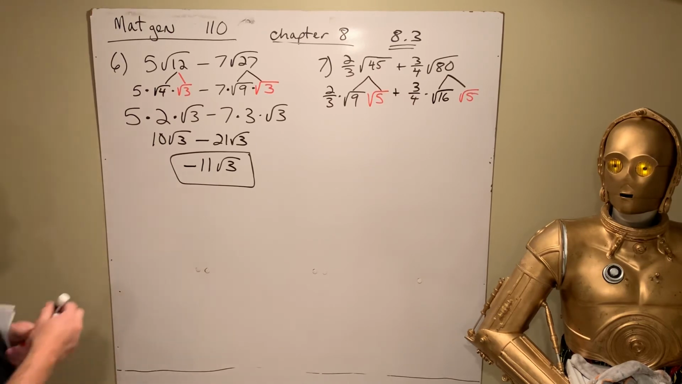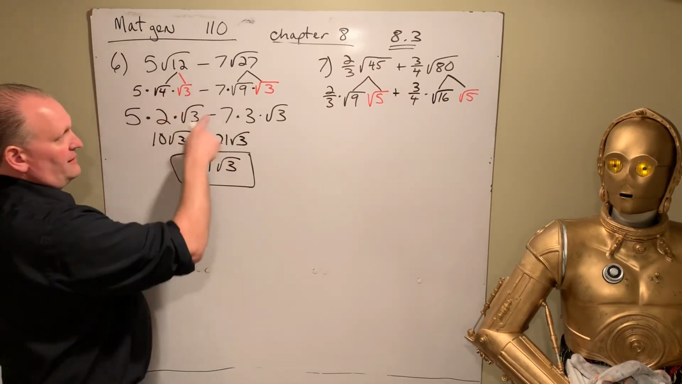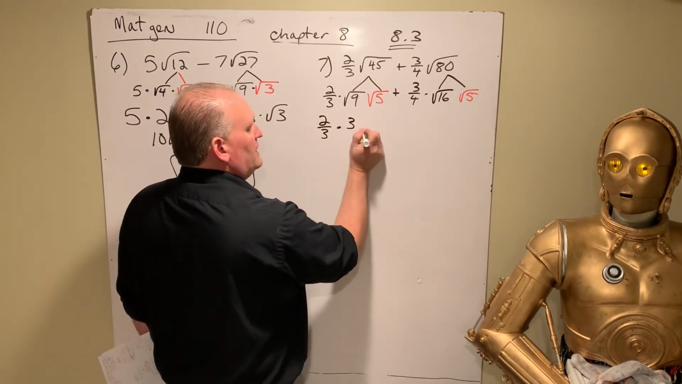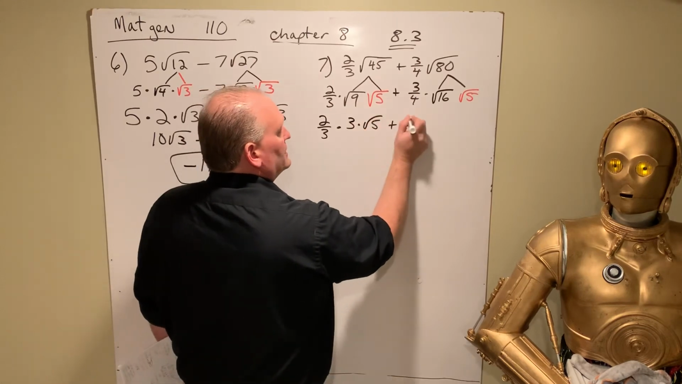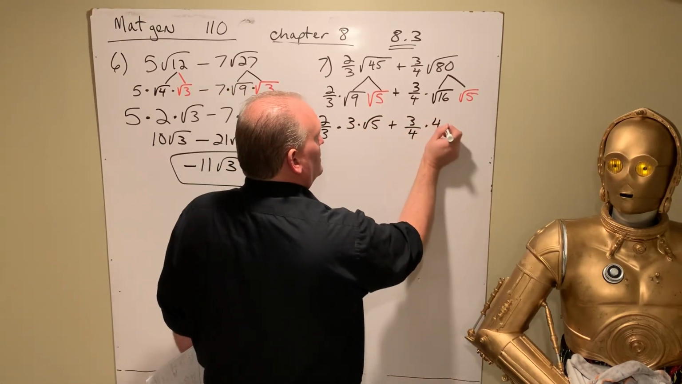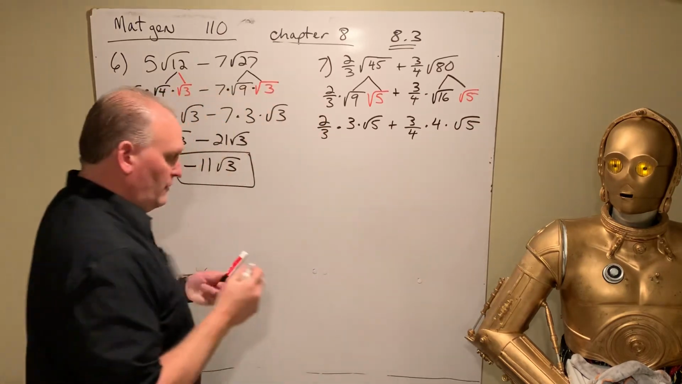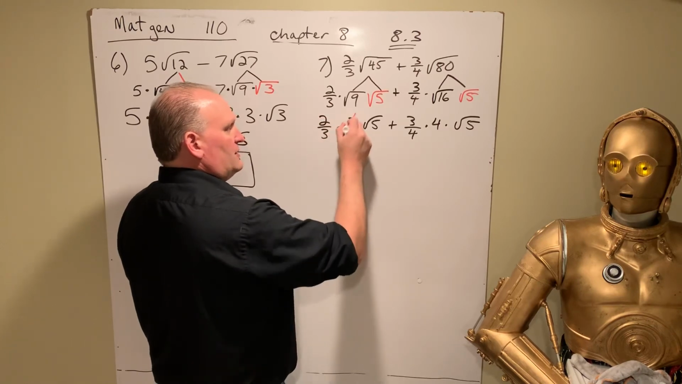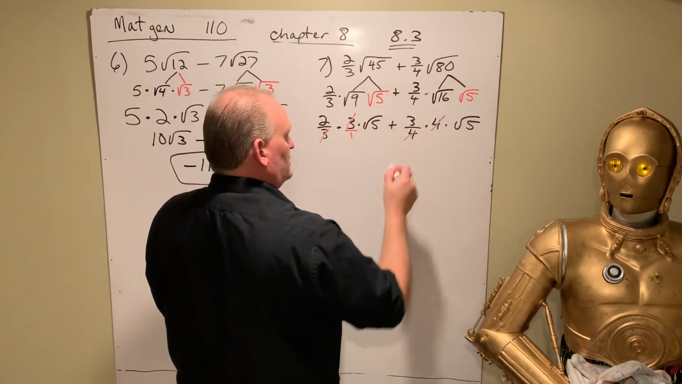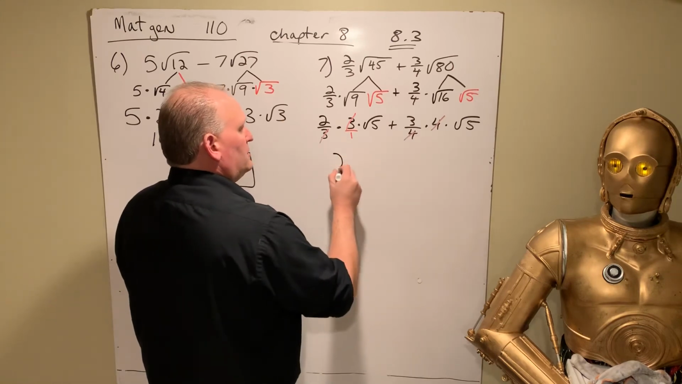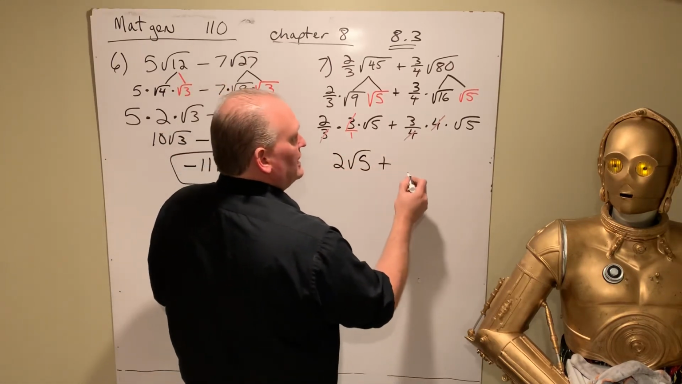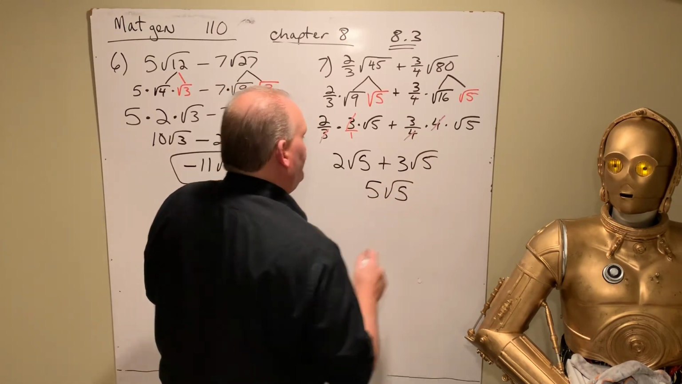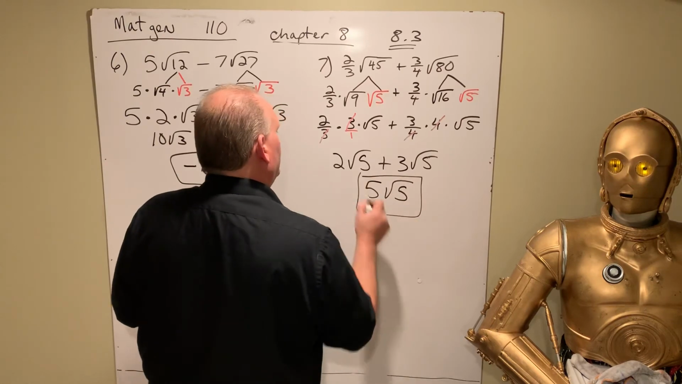All right. So now let's do what we did there. We evaluated the square root, so we can evaluate that. So 2/3 times 3 times the square root of 5 plus 3/4 times 4 times the square root of 5. Ooh, look at what happens. We got 3 over 1 and 2/3, so the 3's are going to cancel, the 4's are going to cancel. We're going to get just 2 square roots of 5 plus 3 square roots of 5. That is 5 square roots of 5. All right.